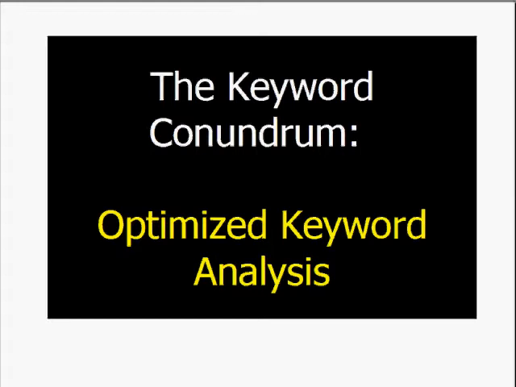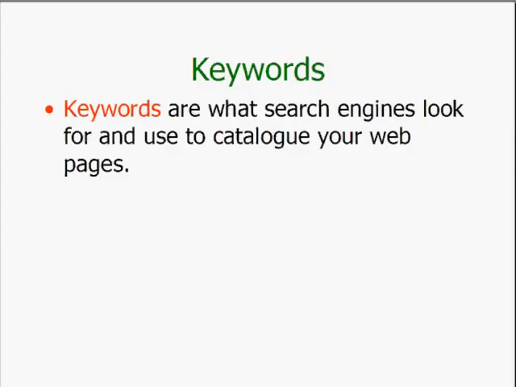The keyword conundrum, optimized keyword analysis. This video is to really explain the keyword process and the methodology behind keyword analysis and keyword selection. To start off with, keywords are what search engines look for and use to catalog your web pages. They don't catalog your site as a whole, but they catalog each individual page based upon the keywords.